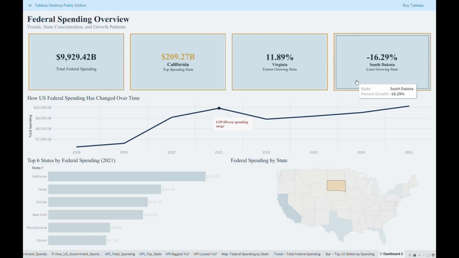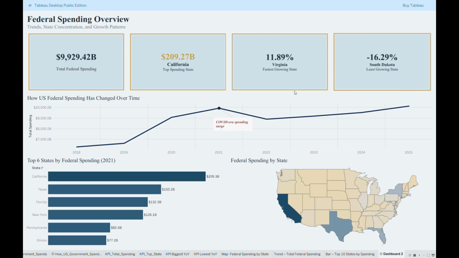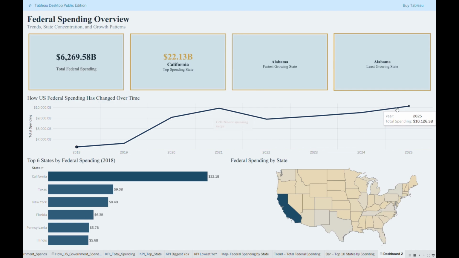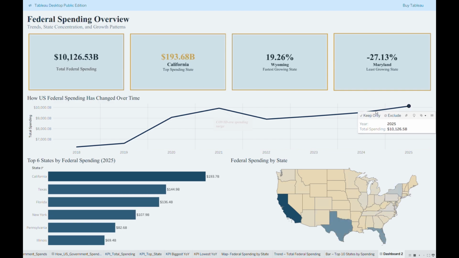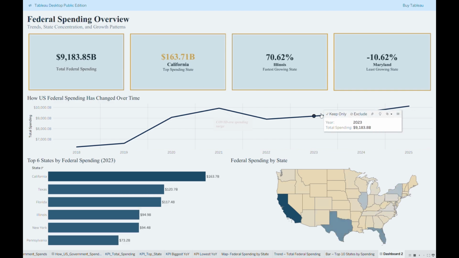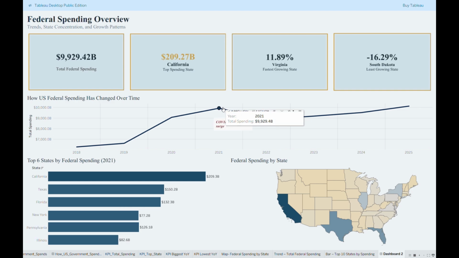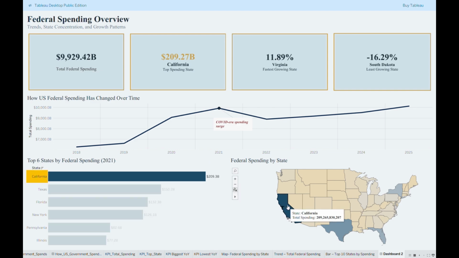Below that, the line chart shows spending trends over time for all states. This allows us to see whether increases are consistent, volatile, or driven by specific years, for example, during economic shifts or policy changes. Together, this view helps answer an important question. Is federal spending evenly growing across states, or are certain regions consistently prioritized?